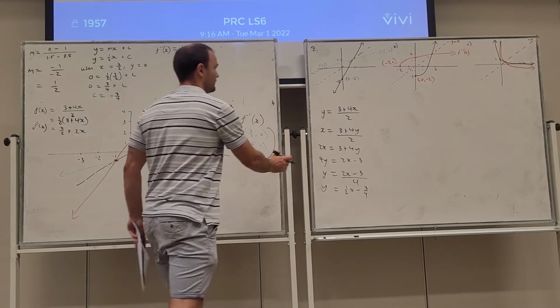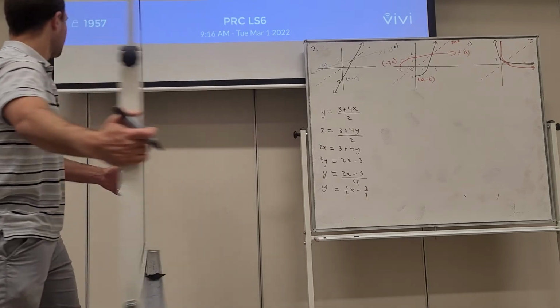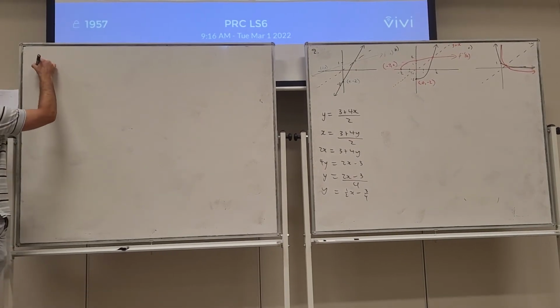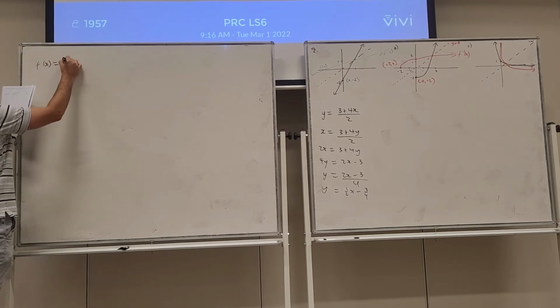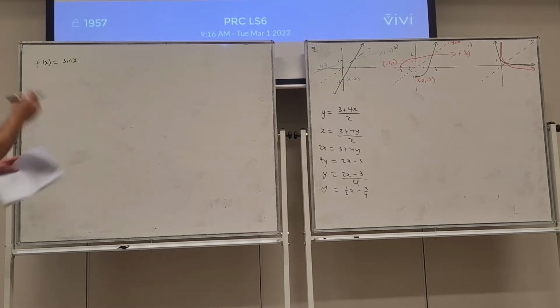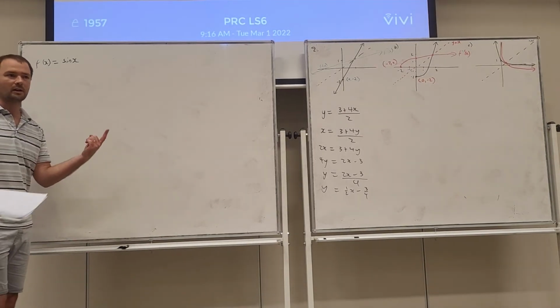Might spin this board around for our next one. We've got f of x equals sine x. Part A, explain why this does not have an inverse function. Now this kind of question pops up a fair bit in exams, right? So explain why it doesn't have an inverse, and there's just one answer that we need to give.